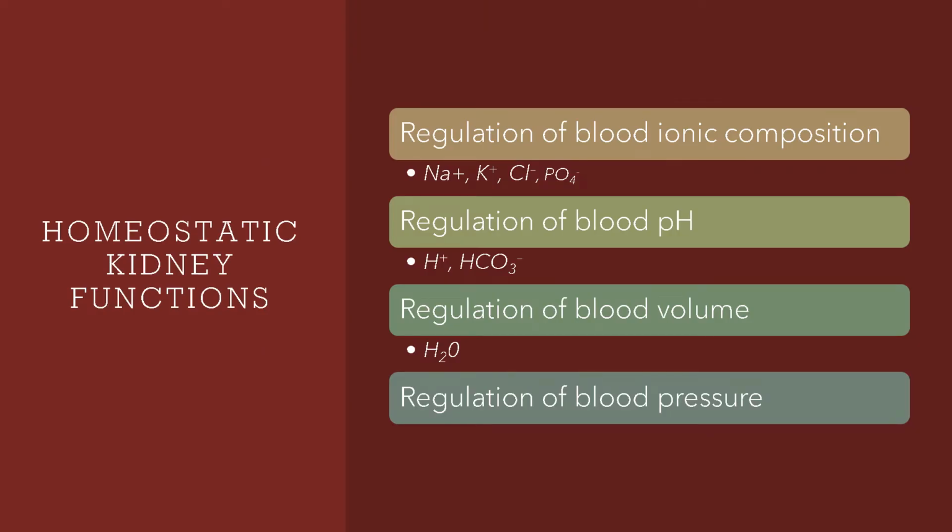Now the kidney functions a lot in maintaining homeostasis. Here, these are going to be specific kidney functions that help to maintain homeostasis. So these are homeostatic kidney functions. The first one is regulation of the blood ionic composition. What this means is that the kidneys help to regulate the blood levels of several ions. Most importantly, those ions are sodium, potassium, chloride, and phosphate ions. They also do a little bit of calcium too.